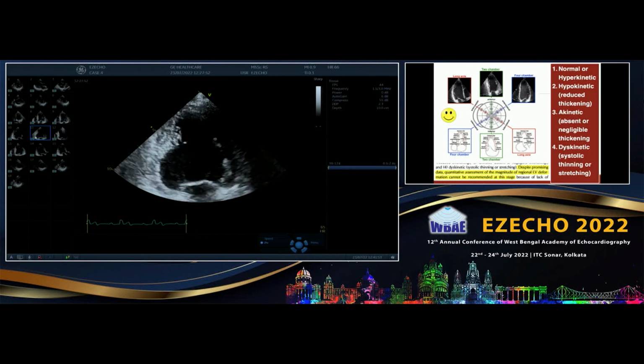It is dyskinetic and aneurysmal, both. Because dyskinetic could be without aneurysm or with aneurysm. Dyskinetic, yes.